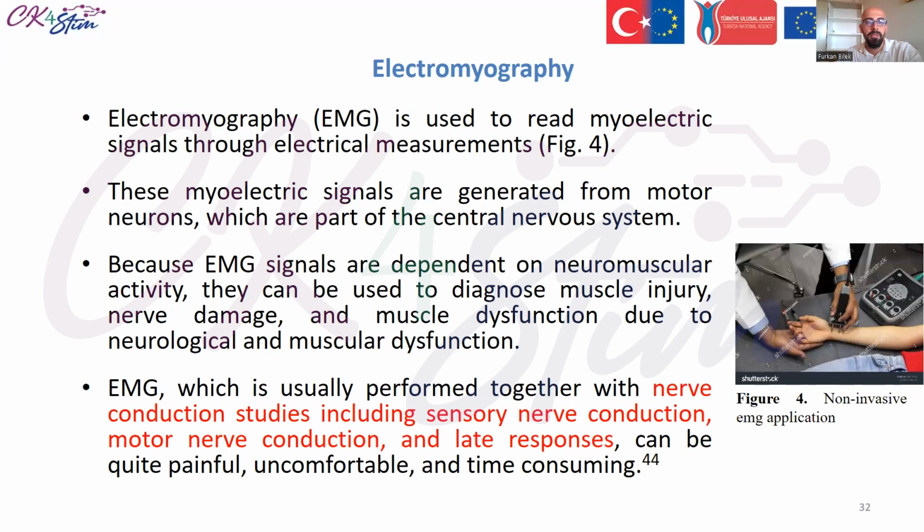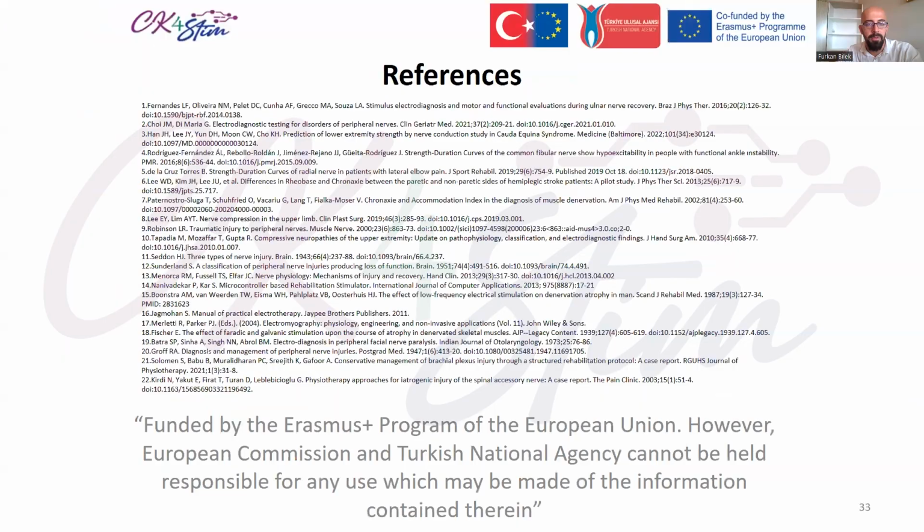Electromyography is used to read myoelectric signals through electrical measurements. EMG, which is usually performed together with nerve conduction studies, including sensory nerve conduction, motor nerve conduction, and late responses, can be quite painful, uncomfortable, and time-consuming. You can see our references.